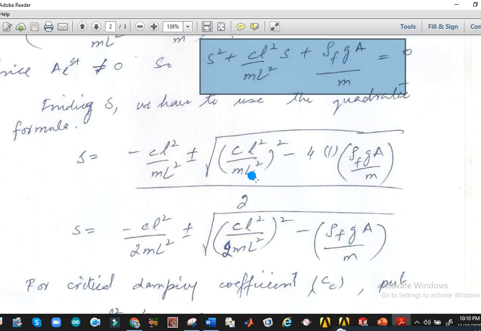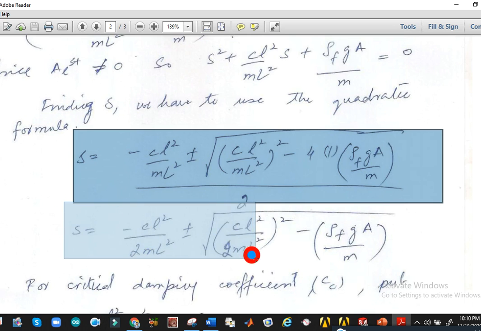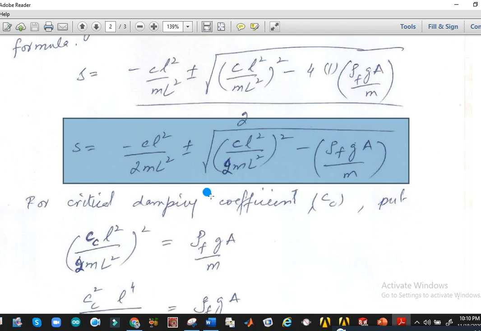So keeping in view the solutions of the quadratic equation, we have this form, and finally we have the following applicable roots of the equation of motion. So these are the roots of the equation of motion.